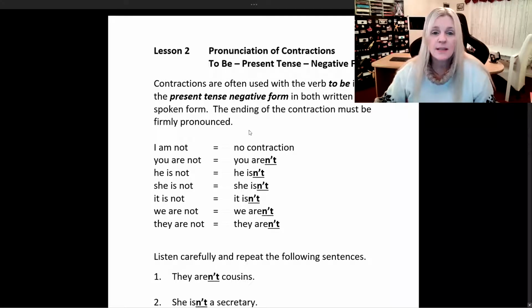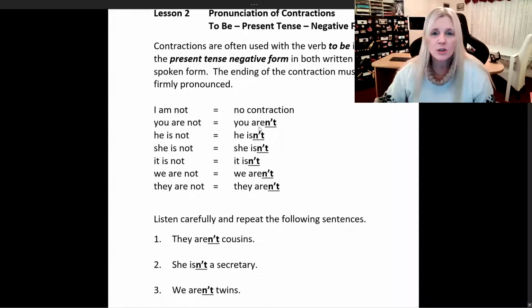Now, the reason I'm devoting a whole lesson to this topic is because I find that so many of my students don't pronounce the contractions right to the end. But in English, we use a lot of contractions, and we actually have to bring them to the very end in the pronunciation. So I'll show you what I mean.